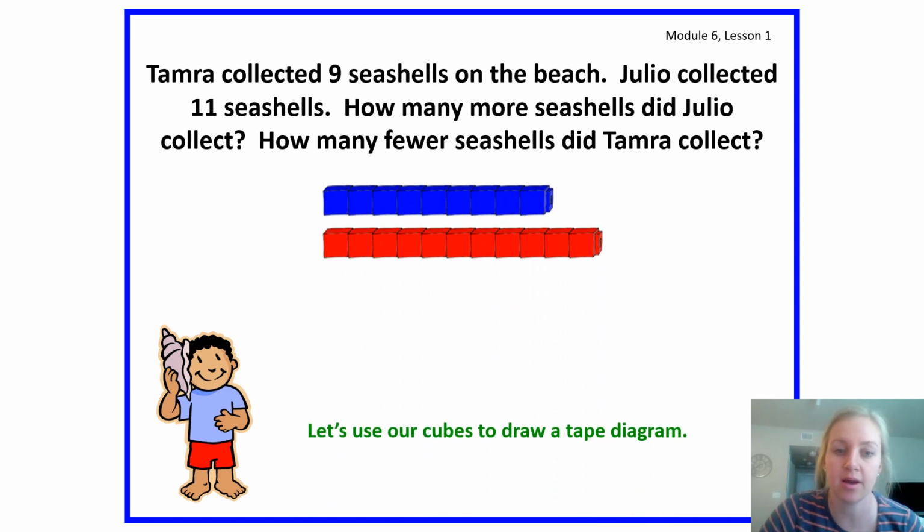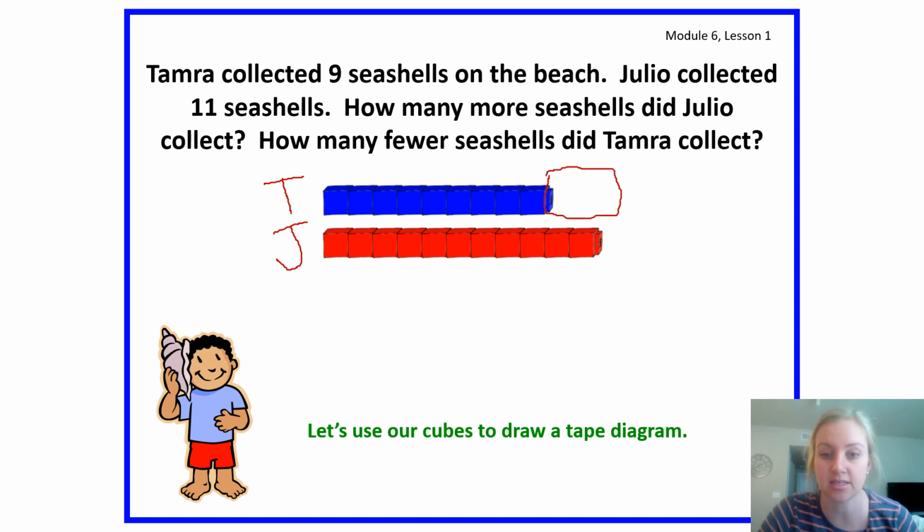I know that Tamara had 9, and I know that Julio collected 11. We want to know how many fewer seashells Tamara collected. So this empty space here is the number we're looking for. What's a minus problem I can write for this story? Using the two numbers we know, 11 and 9, what's a minus problem I could write?